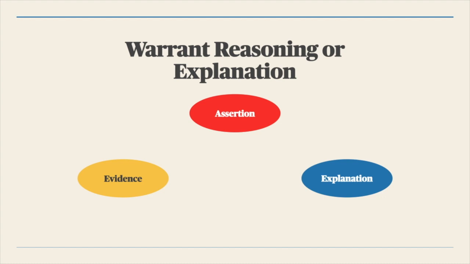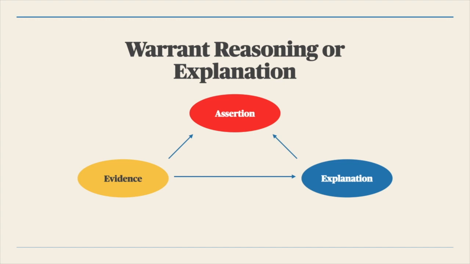So if you look at it this way, the line from the evidence doesn't go to the assertion directly, it goes to the explanation. And then the explanation, along with the evidence, goes back to the assertion. Okay? So what you're doing is you're explaining how the evidence supports the claim that you're making.